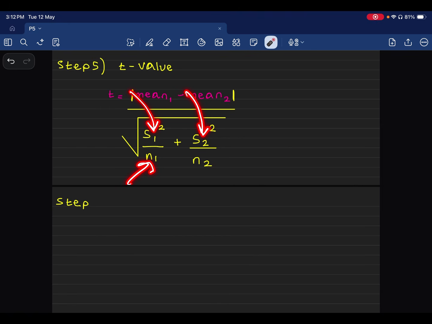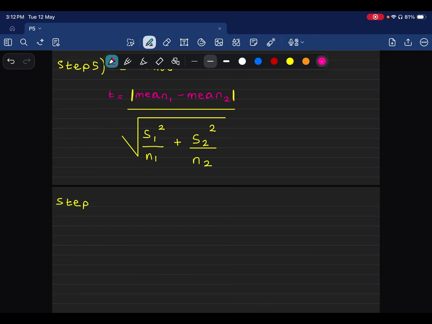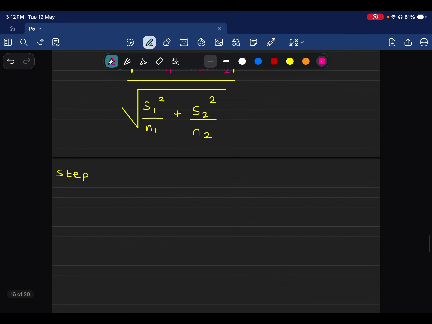How many values in the first data set? How many in the second data set? Mean of the first, mean of the second. Simple as that. Absolute values, you don't need to put this in the calculator. Now you know what importance do they have. Step number 7. Finally, last step. Calculate the degrees of freedom.